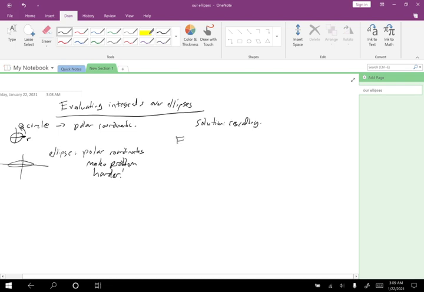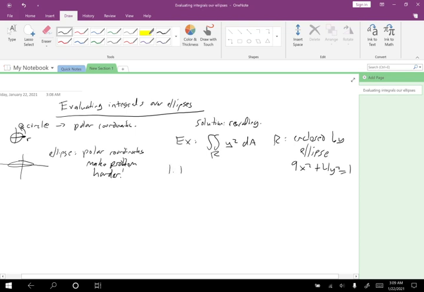So for example, let's evaluate the integral of y squared over our region R, where R is enclosed by the ellipse, let's say 9x squared plus 4y squared equals 1. I think the first step is just to draw the ellipse to see what we're working with.